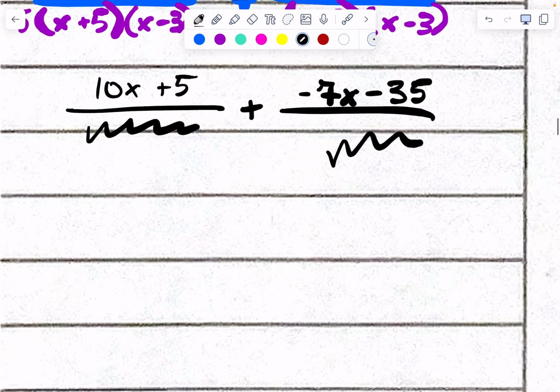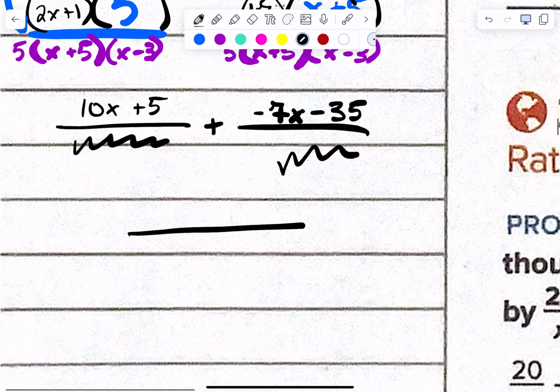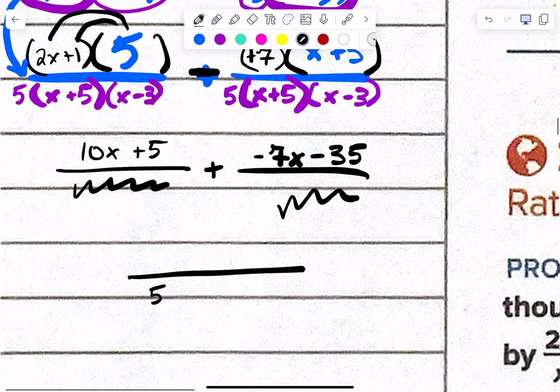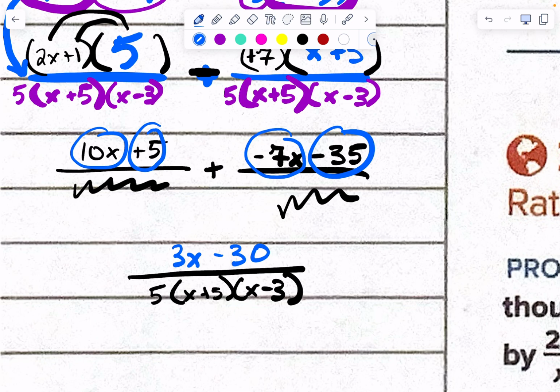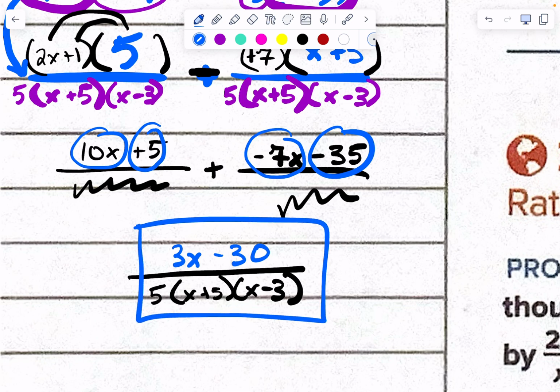Okay, now I combine into one roof. We're almost done. My bottom is still going to be 5x plus 5, x minus 3. Yeah? Okay, can I combine like terms on the top? Yeah, I sure can. What's 10x minus 7x? 3x. And what's 5 and negative 35? Minus 30. And is that my final answer? Done. Yeah.